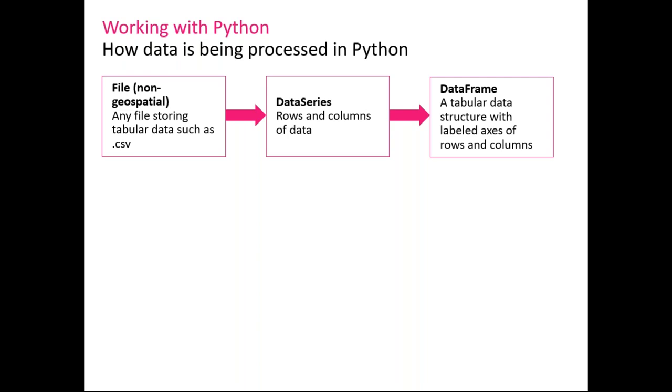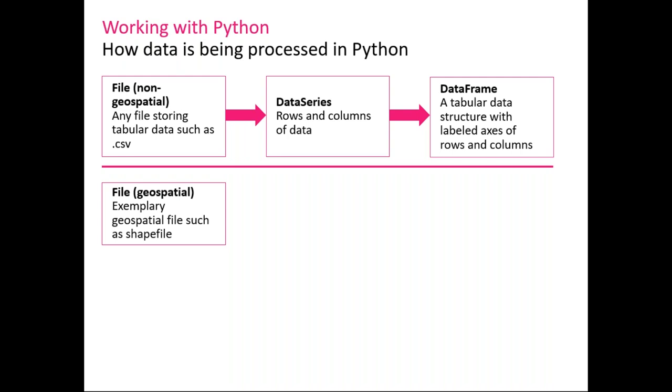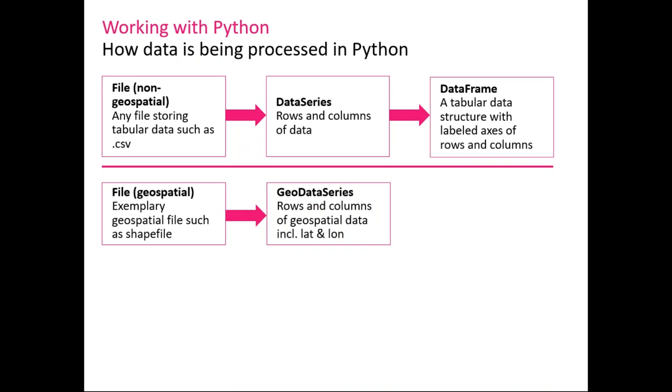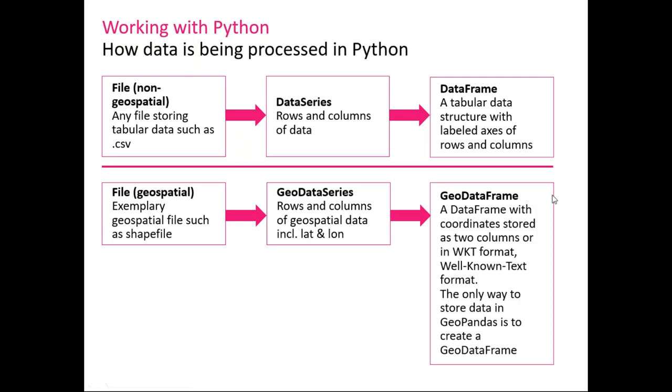Now, by comparison, if you're working with geospatial data, the process looks a little bit different. So in case of geospatial data, and there are many different file formats, one exemplary file format is shapefile. So this shapefile is represented as a geo data series, which is essentially rows and columns of geospatial data, including the latitude and longitude. And this geo data series is projected onto a geo data frame. And that is essentially a data frame with coordinates stored as two columns or in a WKT format, which stands for well-known text format. The only way to store data in GeoPandas is to create a geo data frame.